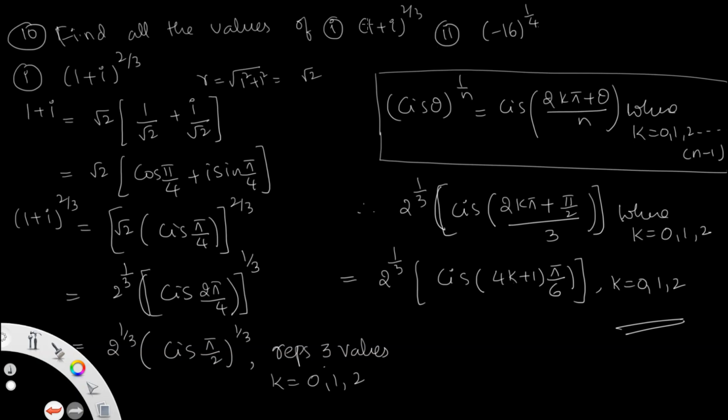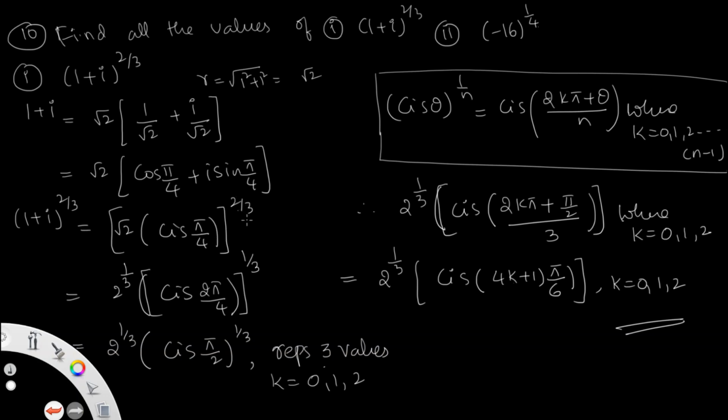For 1 plus i, you should first write it in modulus-amplitude form. That is root 2, multiplying and dividing by root 2. Then you get root 2 into cos pi by 4 plus i sin pi by 4, raised to the power 2 by 3. That is root 2 cis of pi by 4, whole to the power of 2 by 3.